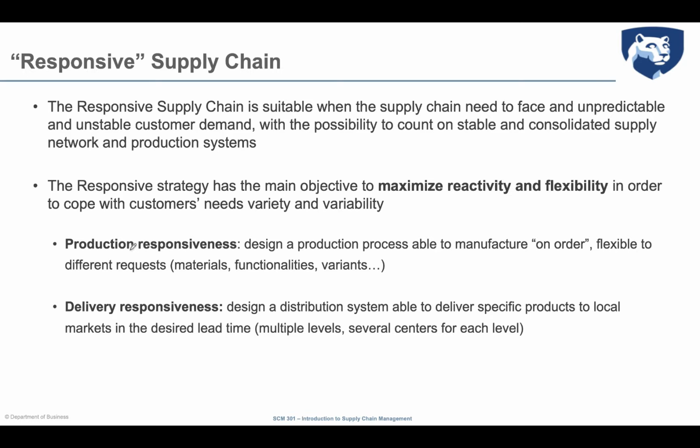In particular, you need to assure production responsiveness, so design a production process that, despite being stable in technology and stable in organization, is able to manufacture on order, flexible to different requests, because that's what the supply chain delivering innovative product needs to face. And also deliver responsiveness, so design a distribution system able to deliver specific product to local markets in the desired lead time. So a delivery system which is specialized, which is tailored, which can be backed up according to the different market requests that can arrive and can change over time.